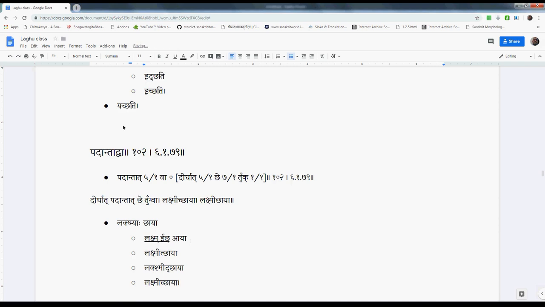Now this va means tugagama is optional. If you don't get tugagama, then it will remain Lakshmi Chaya. So this is the other form. Optionally, it will not take tugagama in this case, and thereby you get two forms, Lakshmid Chaya or Lakshmi Chaya. That is what is mentioned here. I hope this is clear.